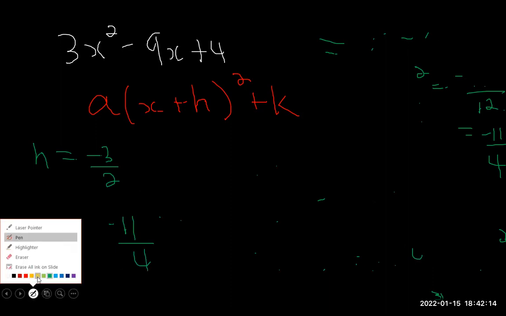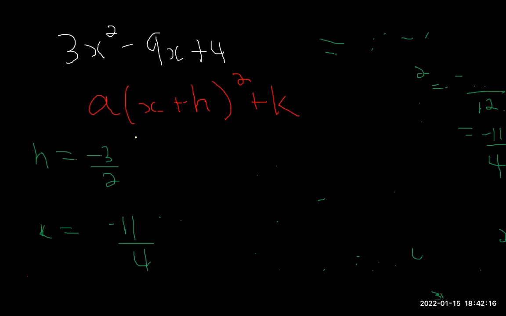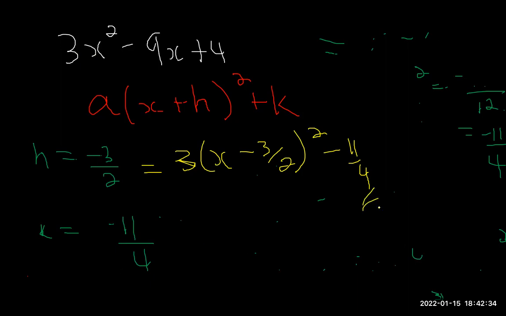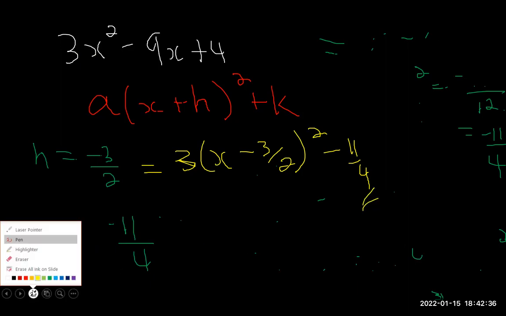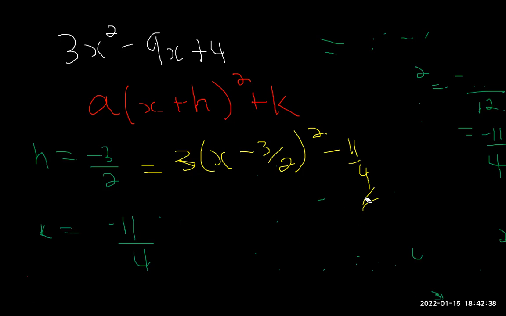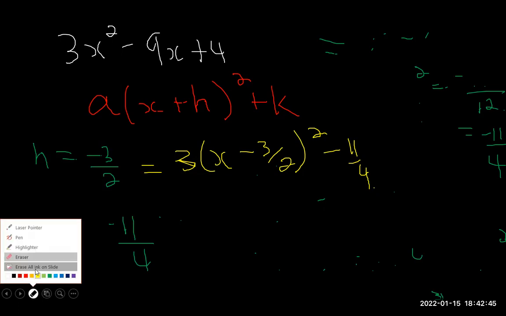So what would I get? My value of a, which is the coefficient of x squared, is 3, times x plus h, so that's x minus 3 over 2, squared, and then minus 11 over 4. This is my answer. Everybody good? Yes, miss. Well, that was one way of doing it. There's another way you could do it, so let me just do it real quick.